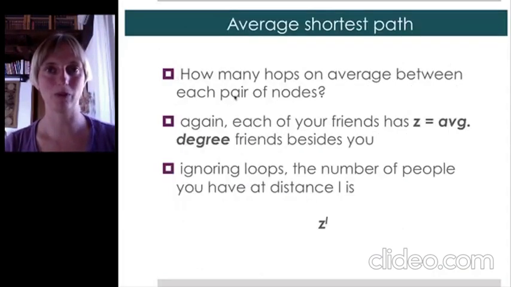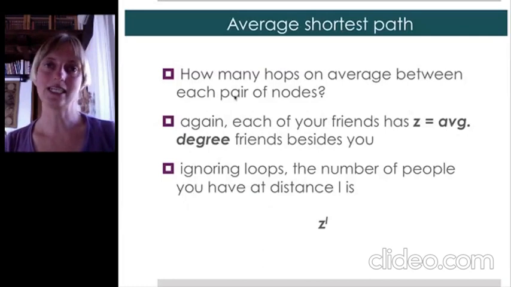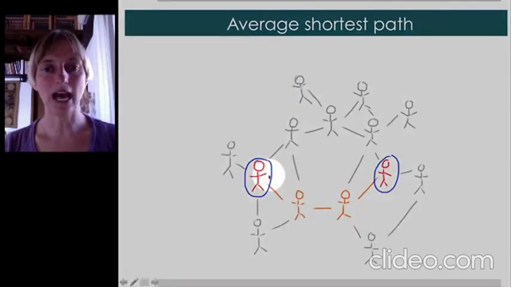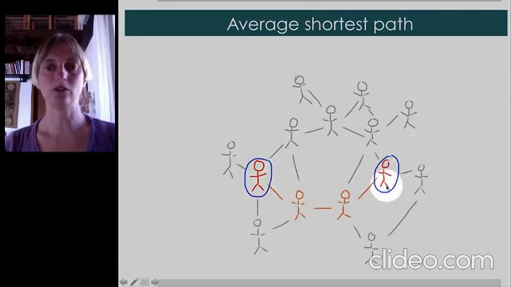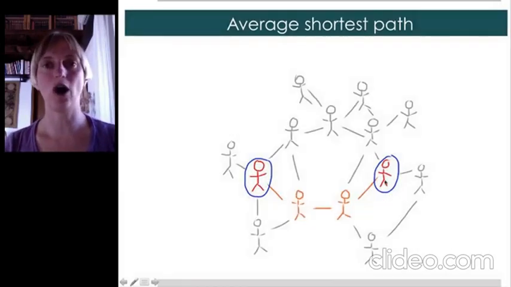The next thing that we can figure out about our Erdős-Rényi random graph is the average shortest path. And this is just how many hops on average does it take between any pair of nodes. So here I've circled two nodes in blue, and this is their shortest path. It takes 3 hops, 1, 2, 3. And we would do this for all pairs of nodes.